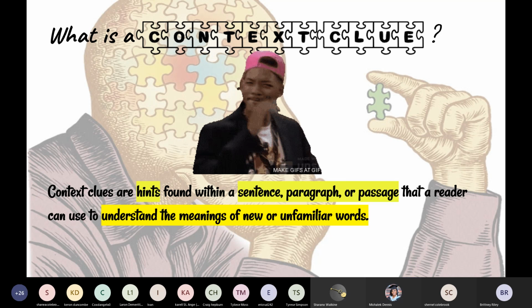I see hints. Context clues are hints found within the sentence or a paragraph. Okay. I see someone say, to predict the story, to understand the meaning of the word. All right. Yeah. To find out the meaning, Sandy, of an unknown word or words. Good job, Sandy. Find the meaning of new words. Yes, you are correct.